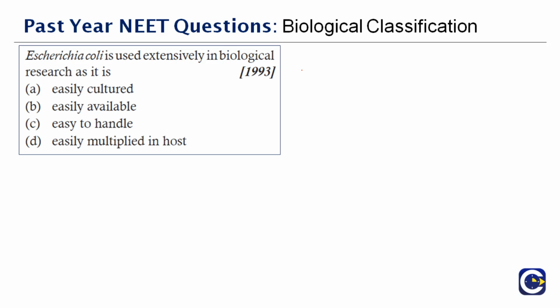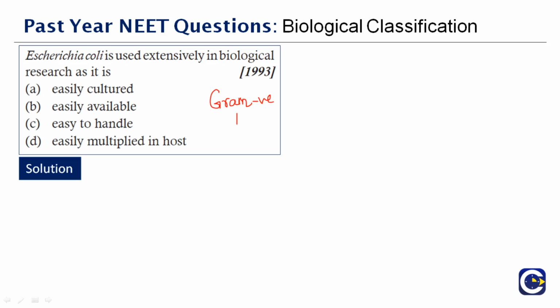Escherichia coli is used extensively in biological research as it is dash. So before we go into the solution, let's discuss what this Escherichia coli is, which is commonly called E. coli. It is a gram-negative bacteria which obtains a pink stain from the gram staining process, and it is a facultative anaerobe which is rod-shaped. This is a coliform bacterium which belongs to the genus Escherichia that is commonly found in the lower intestine of warm-blooded animals.